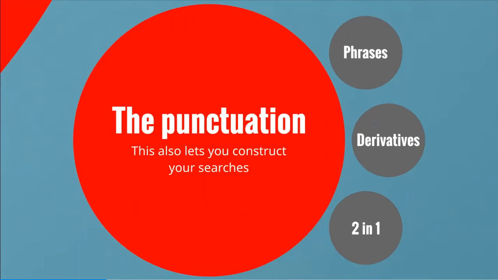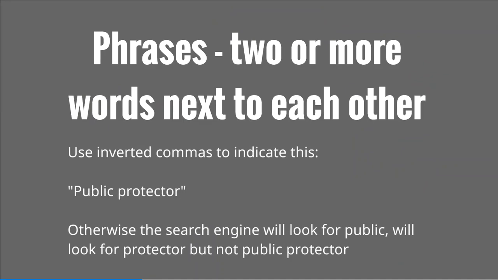Then we've got our punctuation. This also lets you tweak your searches and construct them a bit better. We'll start with phrases. That's really where there are two or more words next to each other. So, for example, public protector, you can use inverted commas on either side of the two words, and then the search engine will look for those two words next to each other. Otherwise, the search engine looks for public, it looks for protector, but it doesn't find you public protector necessarily.